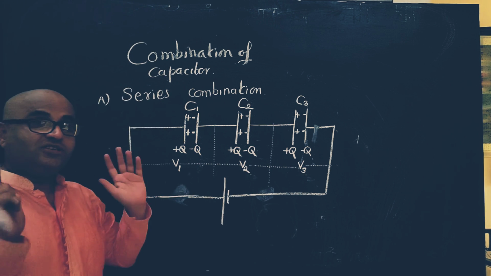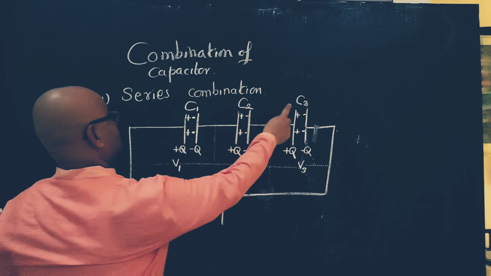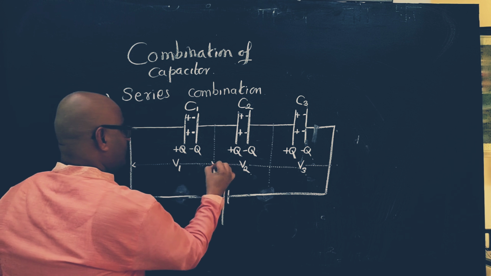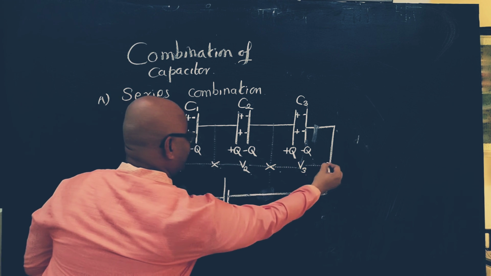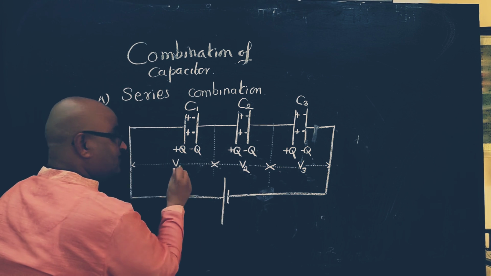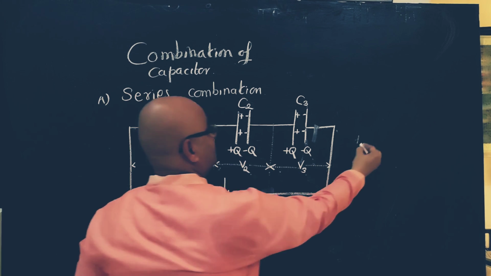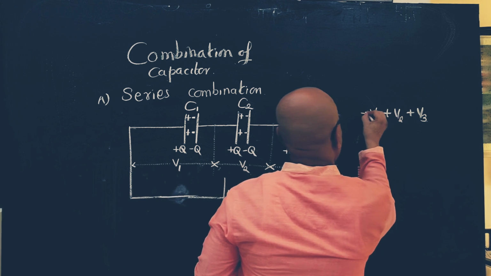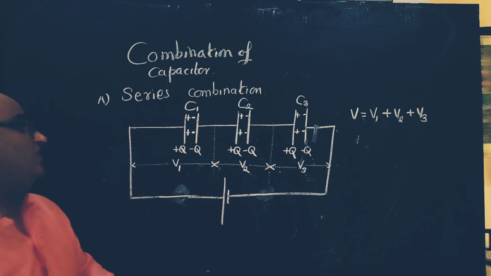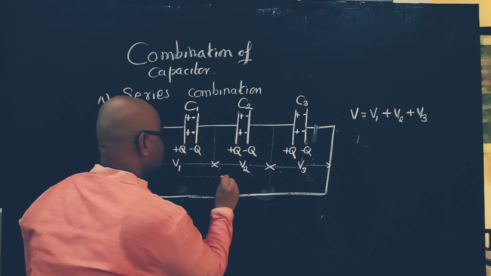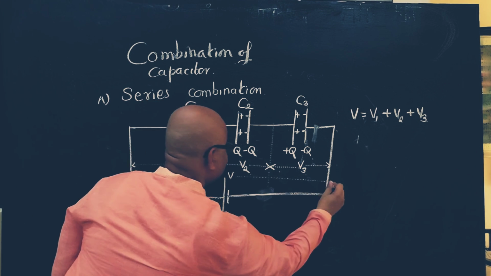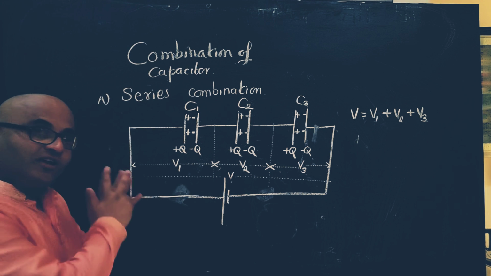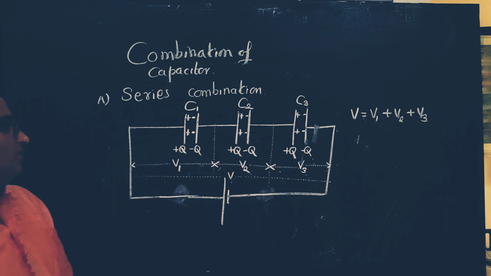If capacitance is the same, C1 is equal to C2 is equal to C3, then V1 is equal to V2 is equal to V3. The potential difference across each capacitor is different, and this V1 plus V2 plus V3 is equal to V. V is what? This total potential difference. So what does capital V stand for? The capital V stands for the potential difference across the entire combination.